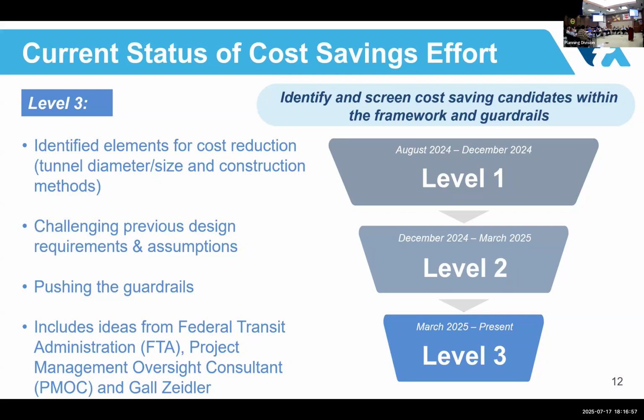And we're doing this alongside our federal partners, which is really important. They are involved every step of the way, and we're going to be having some workshops with the Federal Transit Administration to share these scenarios with them.